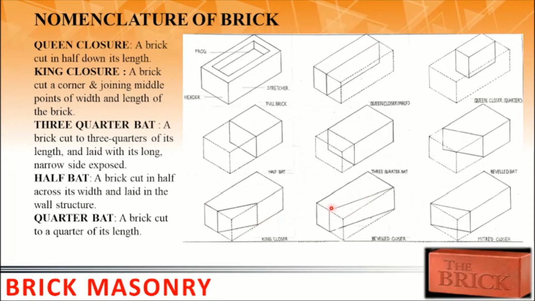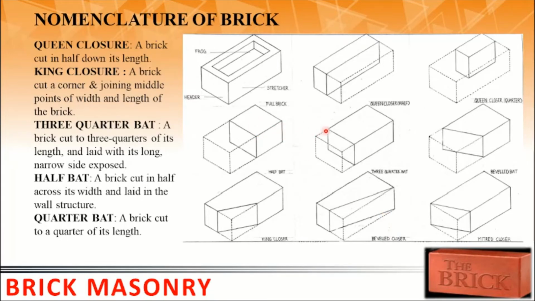If you cut the brick from the header side from the half and join it towards the closer side at the end, so you will get this longer side, then it will be called beveled closer. And if you cut this end towards 1/4 side of a stretcher, you will get this kind of brick. This is called mitred closer. So basically this one, this one, this one and this one is used when you want to change the angle of a wall.